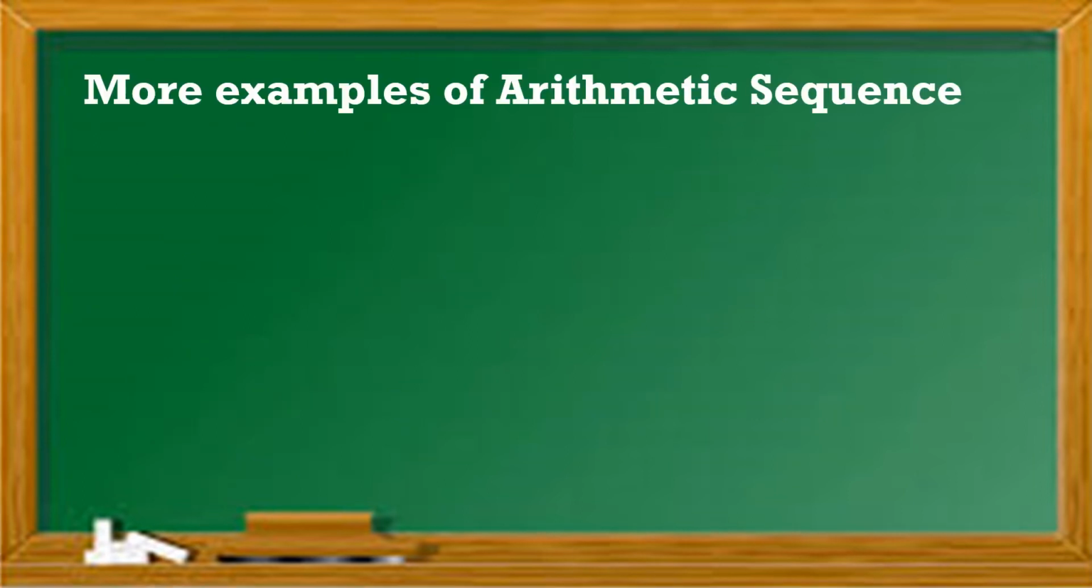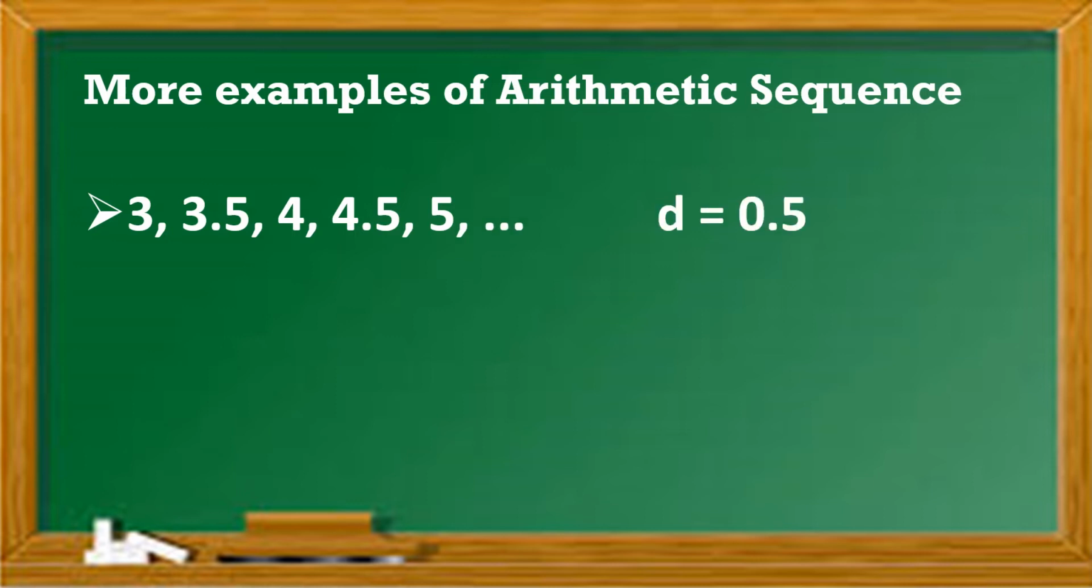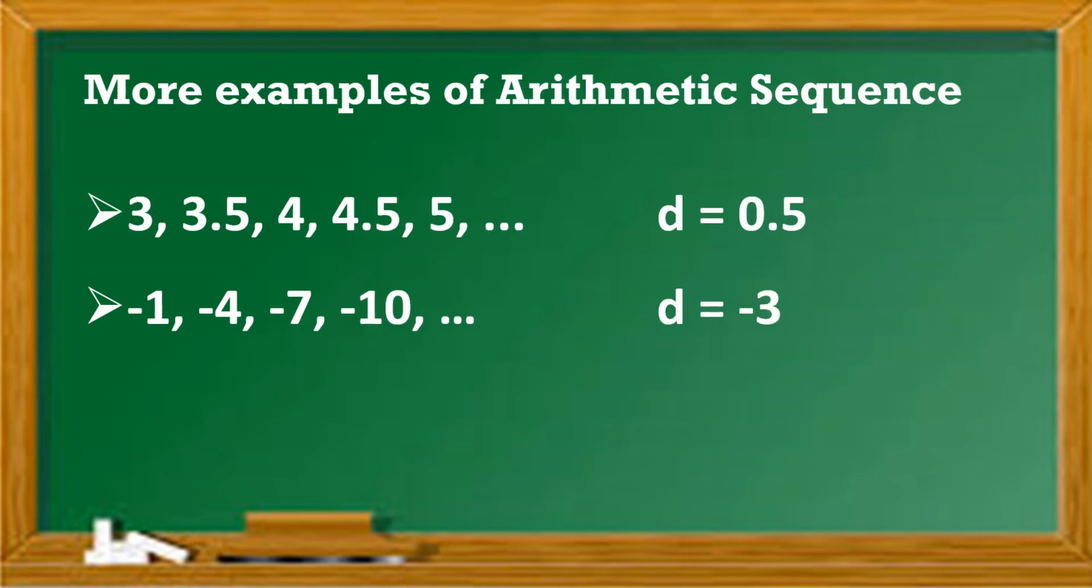Let us have more examples of arithmetic sequence. Okay, we have here 3, 3.5, 4, 4.5, 5, and so on. And the common difference of this sequence is 0.5. And how did we obtain this? We subtracted the two consecutive terms, like 3.5 minus 3, or 4 minus 3.5, or 4.5 minus 4, and so on. Another example, negative 1, negative 4, negative 7, negative 10, and so on.